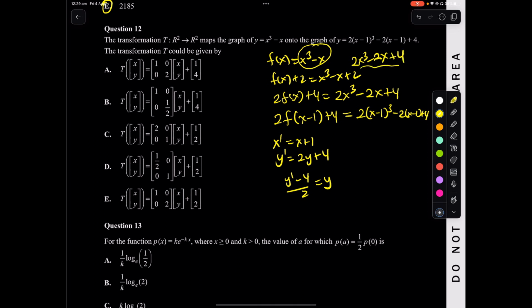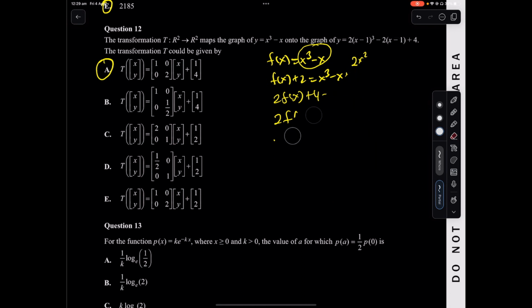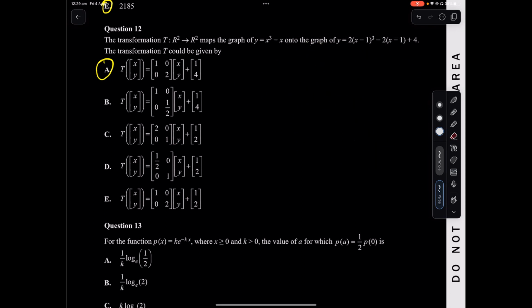Okay, yes. And x should equal x dash minus 1. So yes, A looks right. A is the right one. I just checked A, I just want to double check everything else. So A looks right. Let's try the other ones.